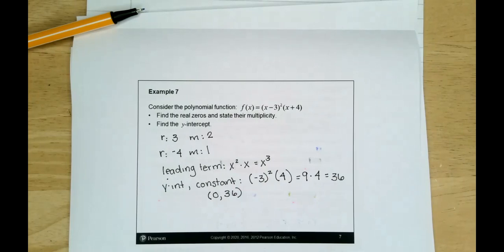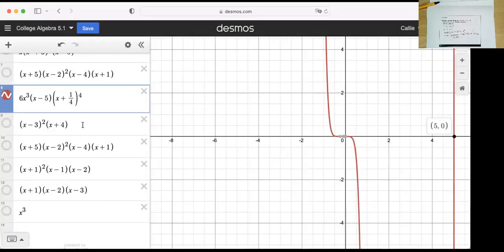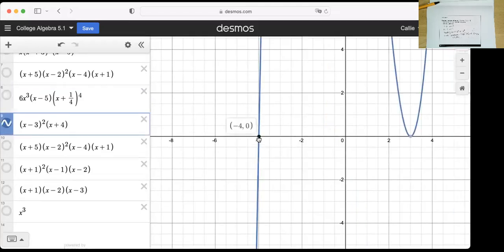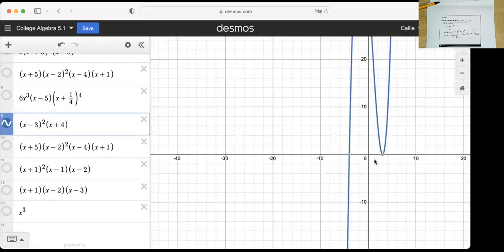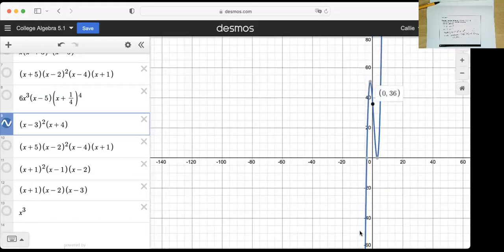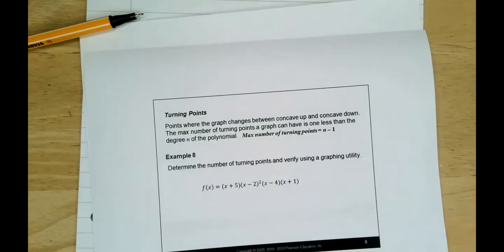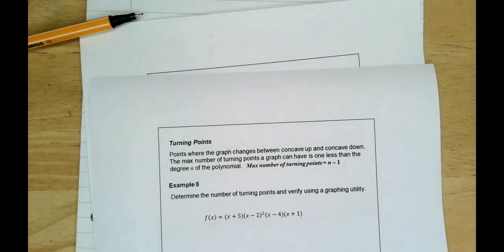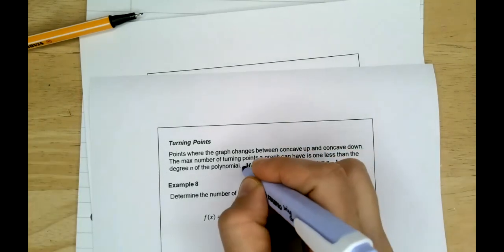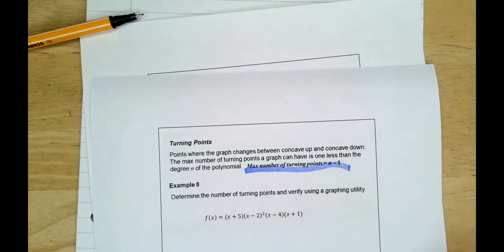We can check this on Desmos. -4, 3, and 36. Turning points. All right. Turning points are points where the graph changes between concave up and concave down. The max number of turning points a graph can have is one less than the degree of the polynomial. So your max number of turning points is just your degree minus 1, okay?